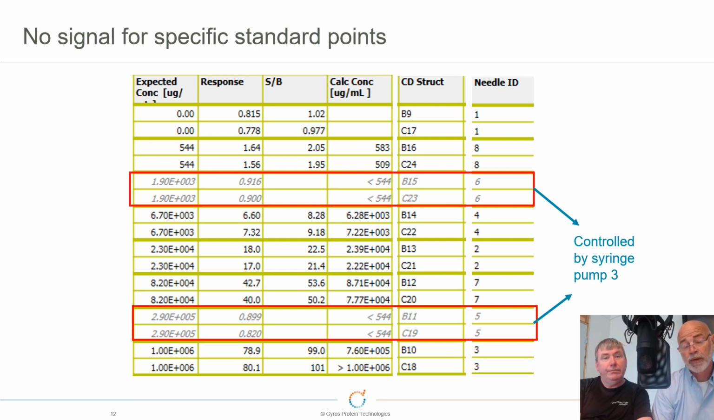Yeah, when you can reason through, again, this is a part of what's different about the Gyros system, and working with automation, you have to know kind of how the system is controlled, how things are pipetted, which needles handle which samples, and this table can give you that information that helps you with your detective work.